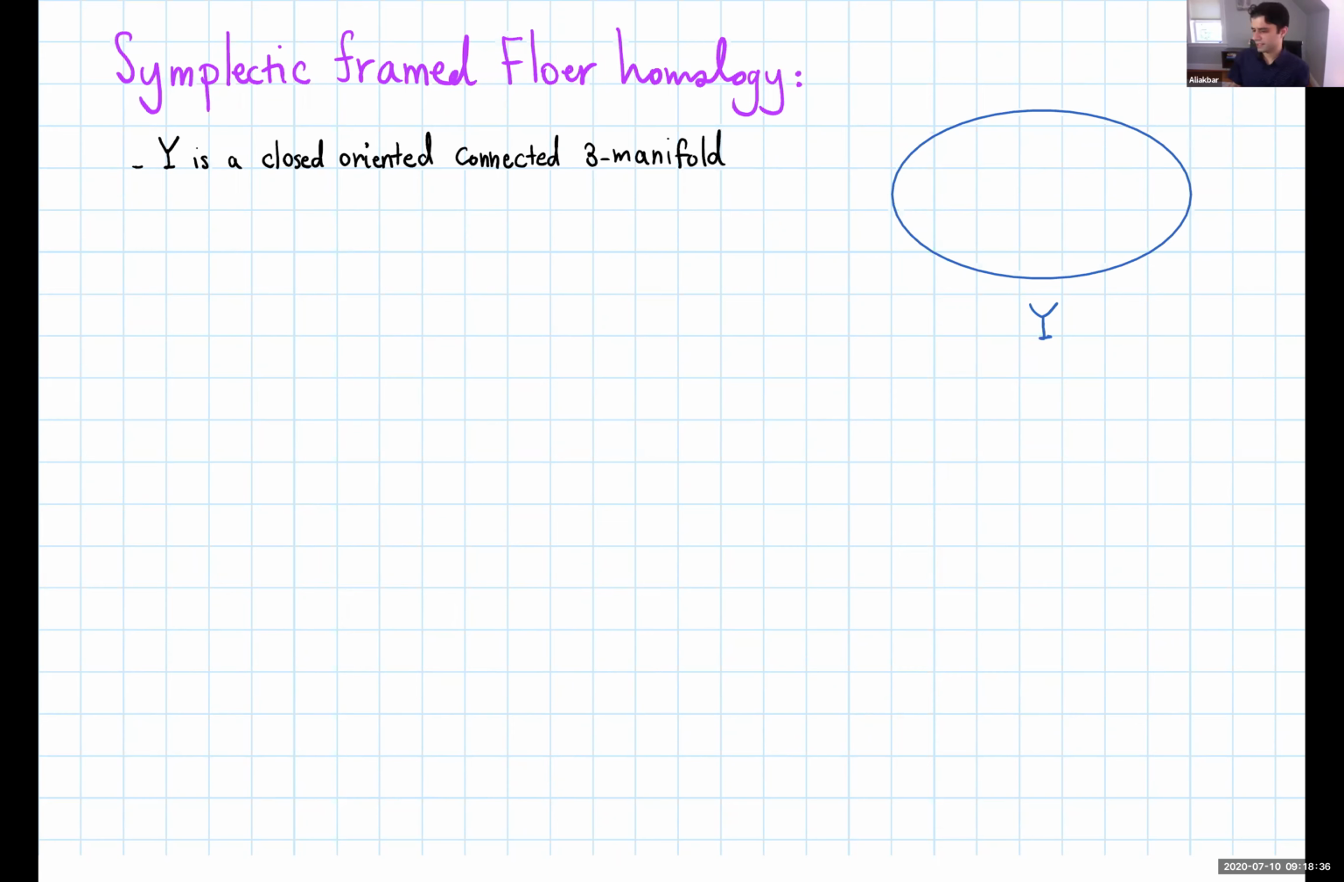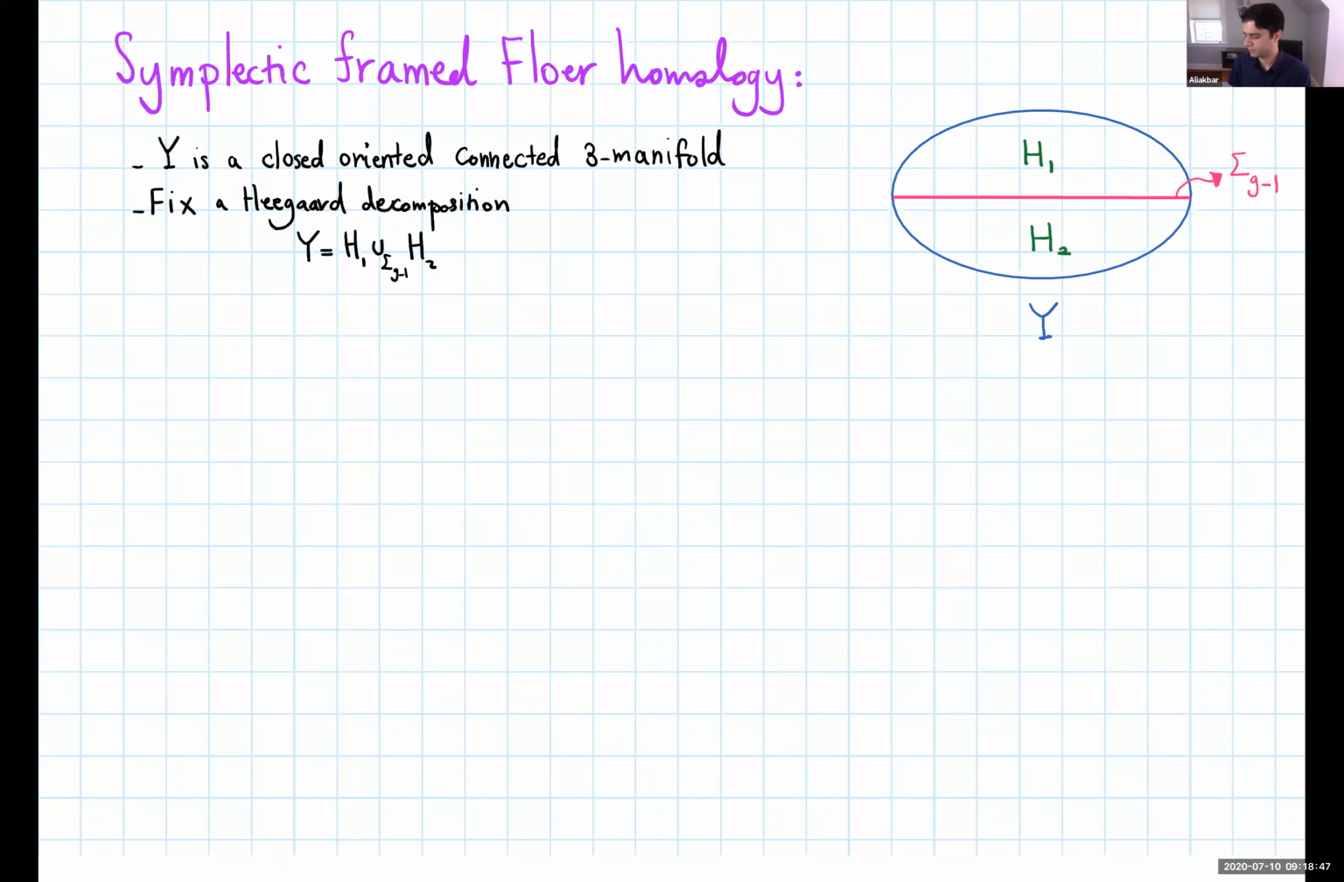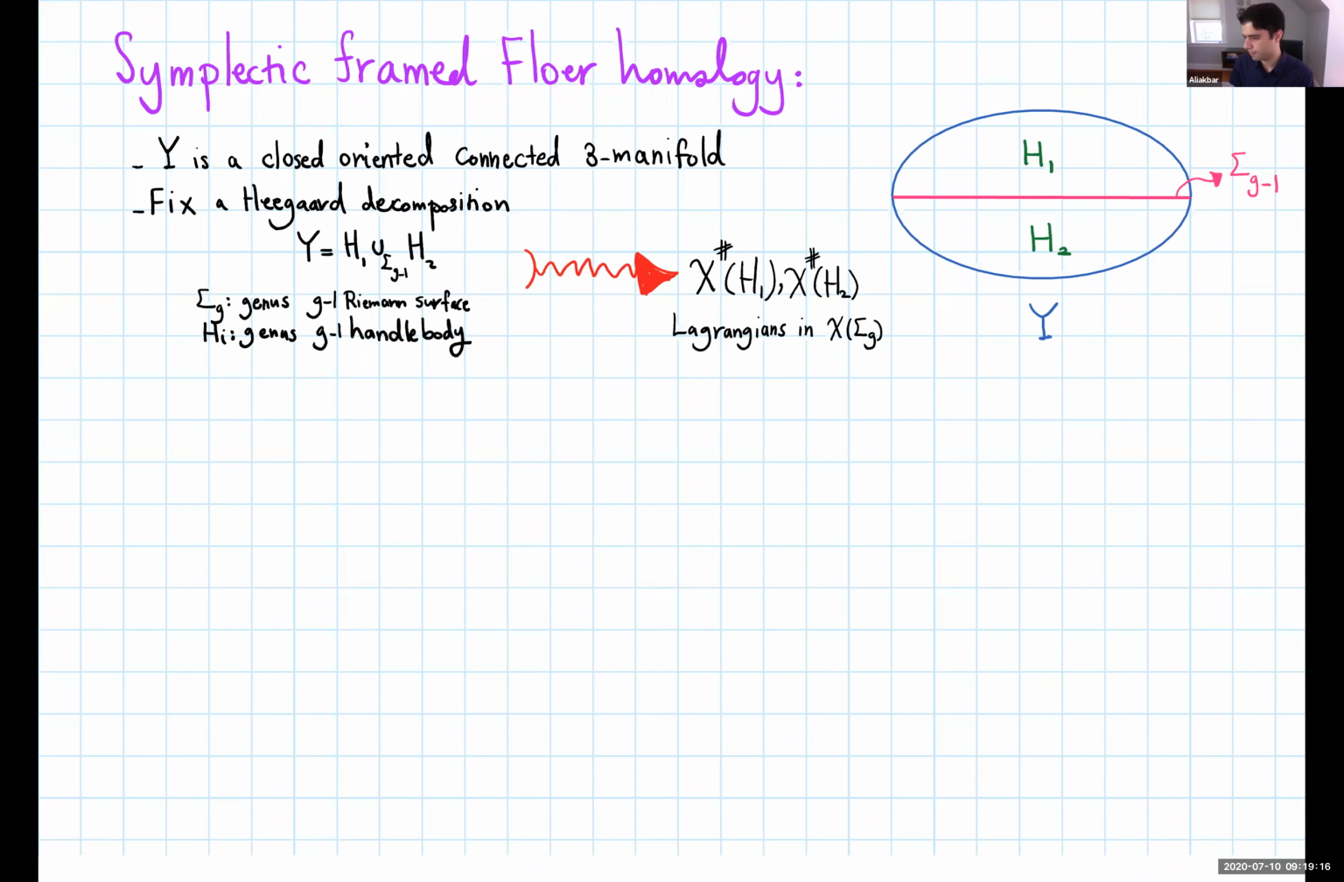Okay, now we want to look at the case of closed three manifolds. We are eventually interested in invariants of closed three manifolds. So we take one such closed three manifold and fix a Heegaard splitting of it, which, for convenience of notation, I'm going to assume has genus g minus 1. This means you find a separating genus g minus 1 surface inside Y such that the connected components of the complement are handlebodies of genus g minus 1.